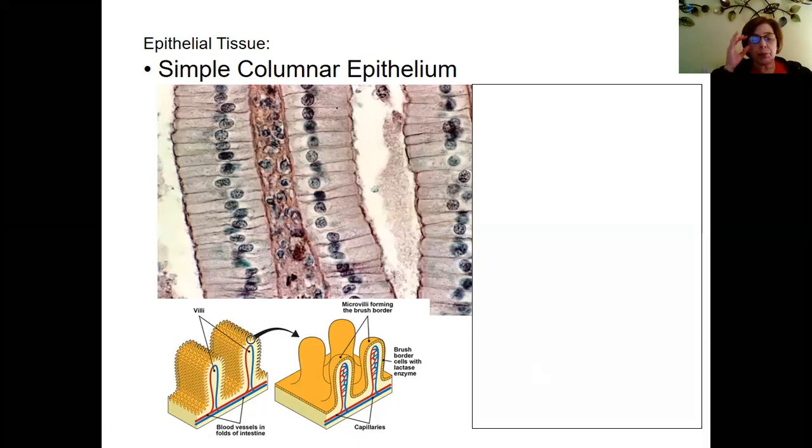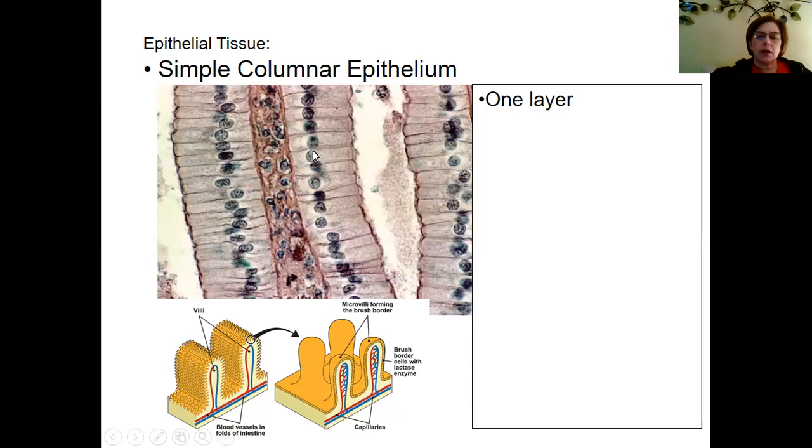All right, so we're going to talk about simple columnar today, and we've mentioned it a few times. Again, because it's simple, we're talking about one layer. When you're trying to determine how many layers you have, you want to look at the nuclei. I have nuclei here, and they're pretty much in a single row. I don't have nuclei above and below, so that tells me these are one column.